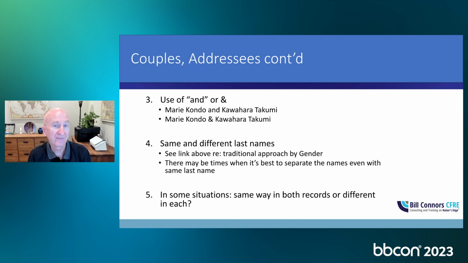And then finally, something you need to think about with Razor's Edge is, what do you do if each of the constituents has its own record? Do you use the same format for the same couple in both records, or does one format apply to one record because of who's in that record, and then a different format applies in that record because of who's in that record? Okay, so these are the things you need to think about for couples.